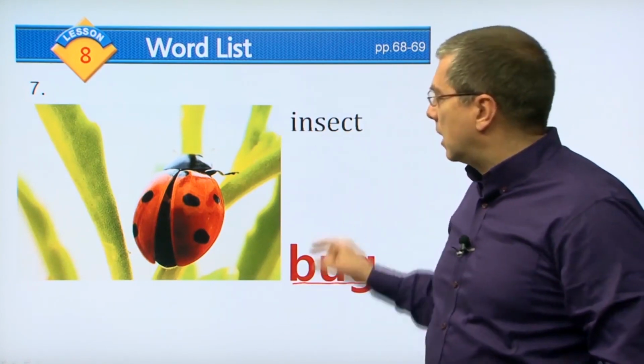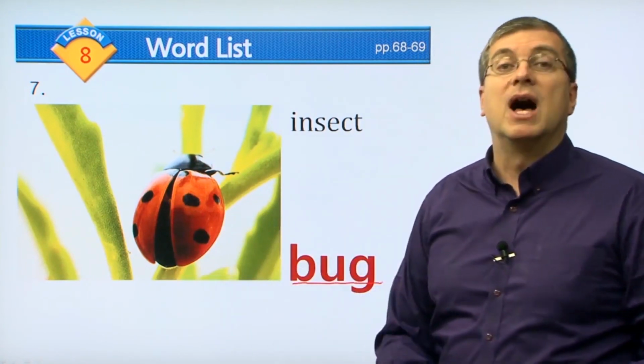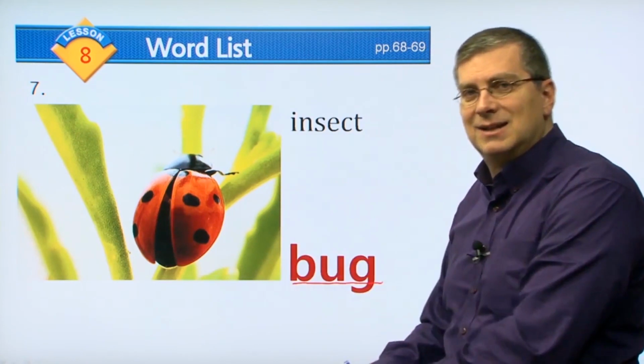And that's what insects are. Insects are bugs. And this is an example of a bug, right? So you can say bug or you can say insect. Same thing.